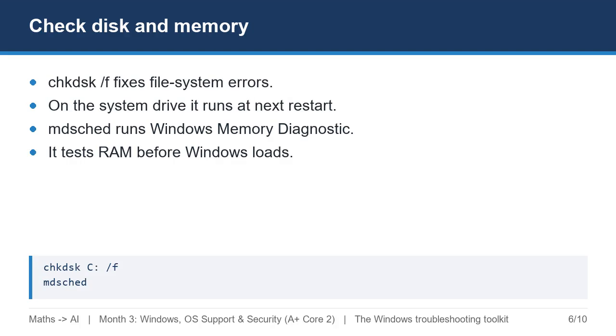For file system errors or a failing drive, run chkdsk with /f to fix errors. On your system drive, it'll schedule itself for the next restart, because it needs exclusive access to the drive. And for random crashes that smell like bad memory, run mdsched, the Windows Memory Diagnostic. It restarts the PC and tests the RAM before Windows even loads, then shows the result after boot.